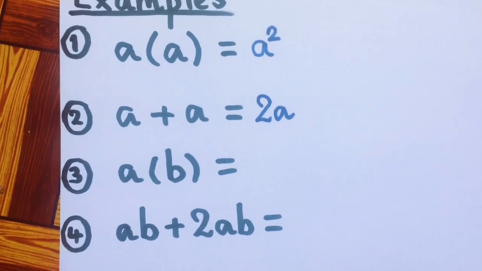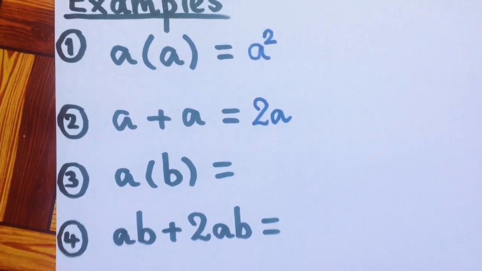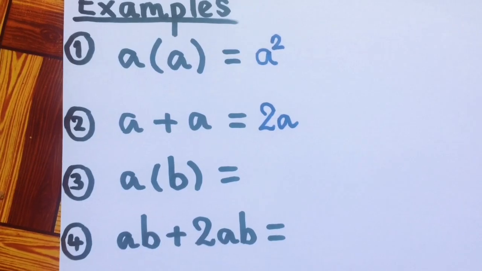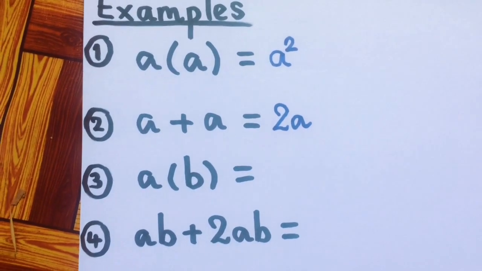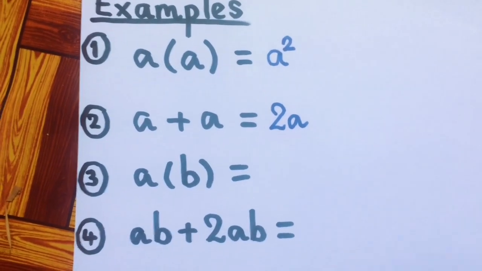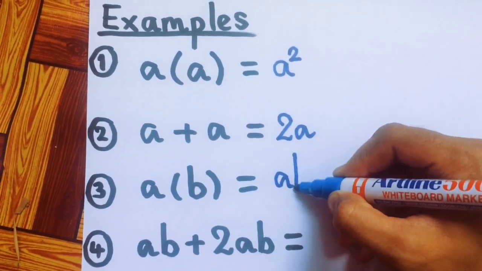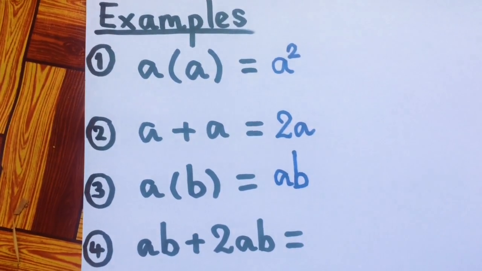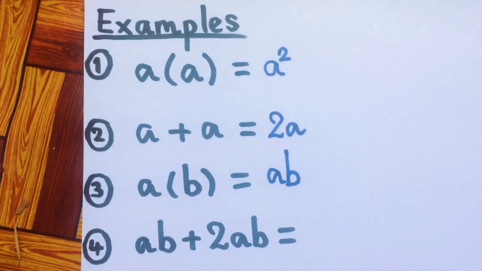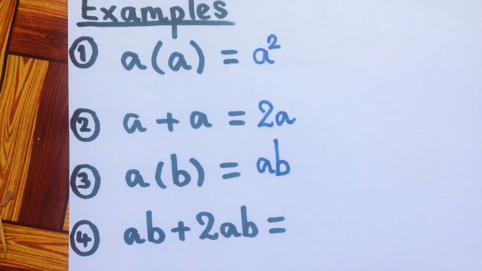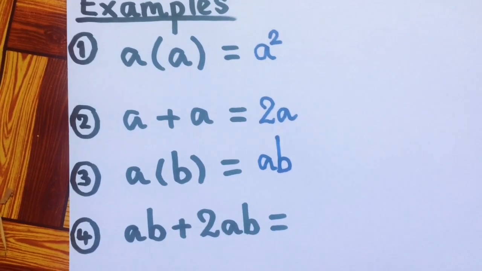Okay, for the third one, if you have a bracket b, close bracket, what do you get? When you have those two and you multiply, you just join them together. So for this one it will simply be ab, or sometimes you can write ba, it doesn't matter, both are still the same.